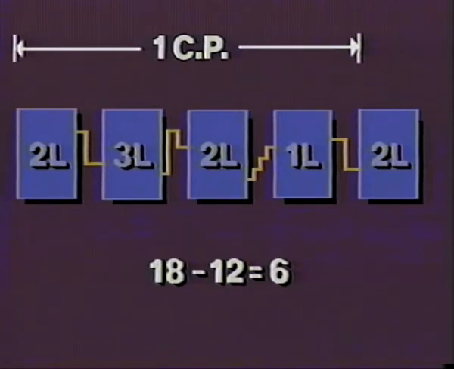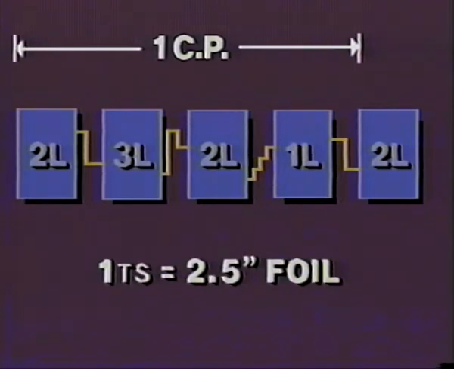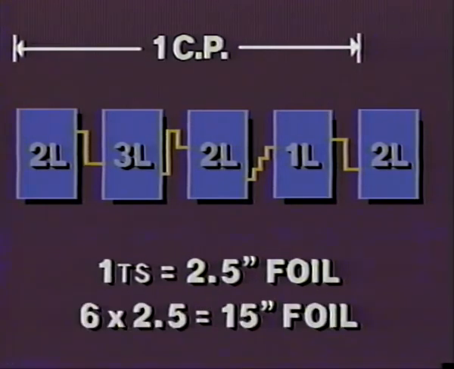To calculate the foil length, we must remember that it takes 1 time segment to go through 2.5 inches of foil. 6 multiplied by 2.5 equals 15. There are 15 inches of foil run in this circuit.